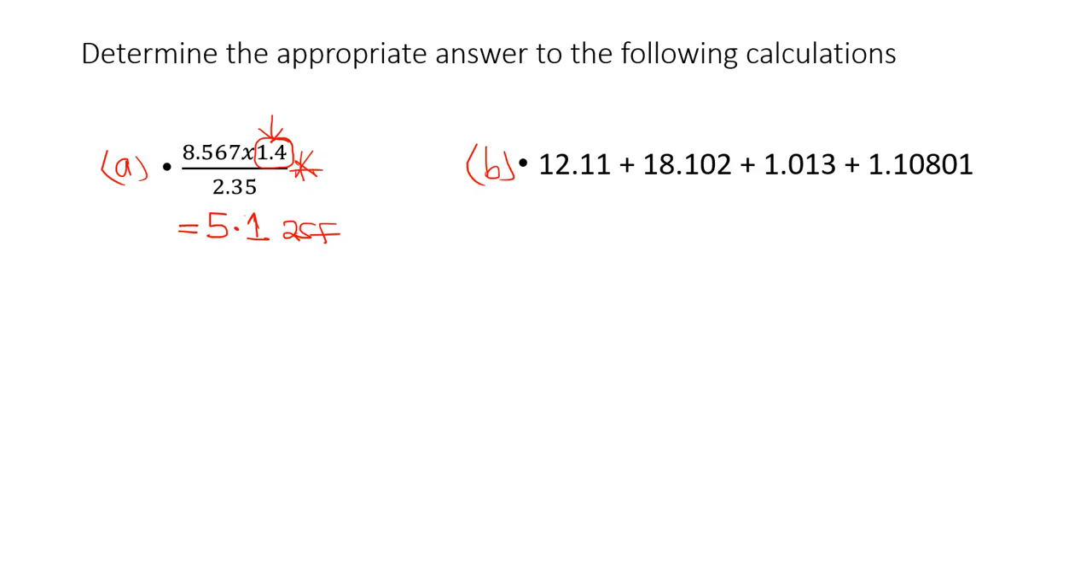We have done this because when multiplying and dividing, our answer is based on the number with the smallest significant figures from the calculation itself. Now, when adding, our answer must have the number of decimal points of the value with the smallest decimal points.